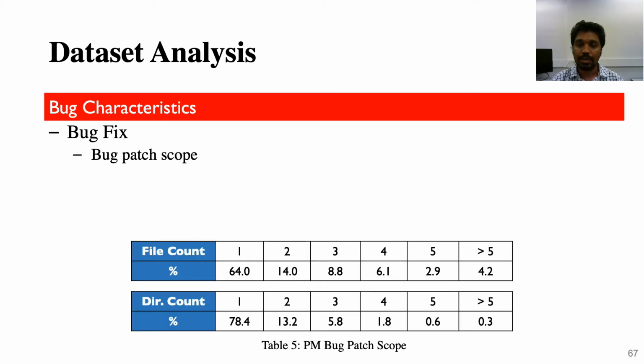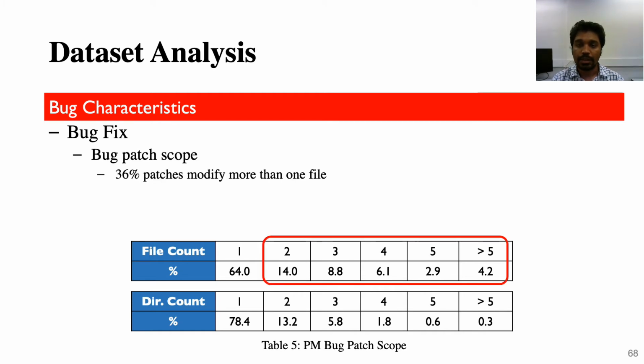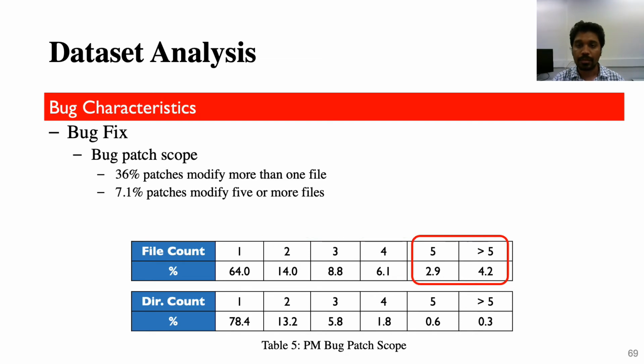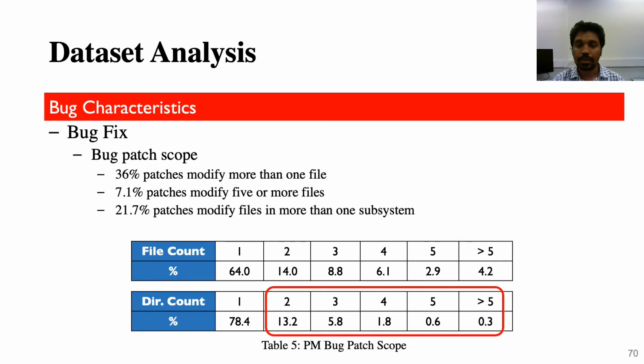Second, we measure the patch scope. We define patch scope as the count of files or directories involved in the patch. The tables here show the percentage of patches involving different counts of files and directories. For simplicity, we only count the top-level directories in the Linux kernel source tree. In our dataset, 36% of patches modify more than one file, and about 7% of patches modify 5 or more files. In addition, around 21% of patches involve fixes in multiple subsystems.